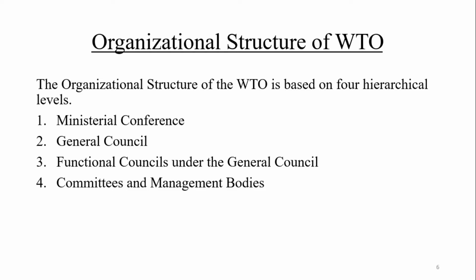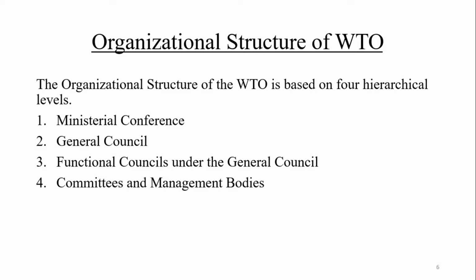The above 2 bodies may have their own respective chairman and may form their own respective rules for procedures for fulfillment of their responsibilities. After Ministerial Conference, second General Council, third is the Functional Council under the General Council. There are 3 functional councils under the General Council. First is Council for Trade in Goods. This council undertakes the functioning of the Multilateral Trade Agreement, MTA, relating to trade in goods.